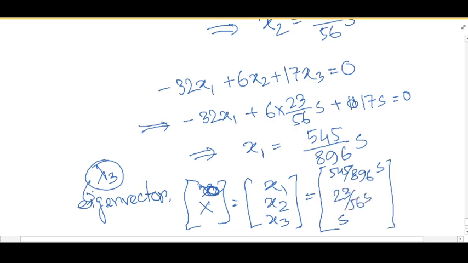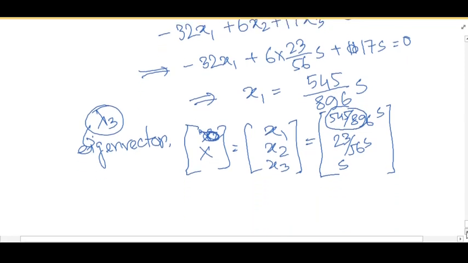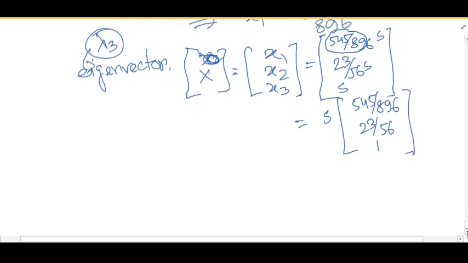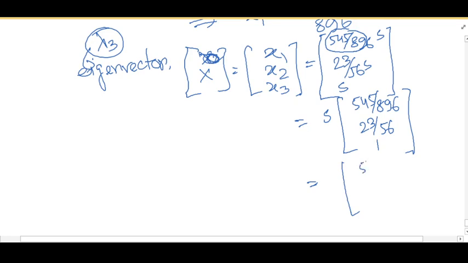It is not necessary that you write this in this form. You can also directly use fractional form, decimal form, it doesn't matter. So we'll be taking common 545 by 896, 23 by 56 and 1, and as a result the answer will be this one. So you can use the convenient form. You can also make this one 1, or you can keep any values.